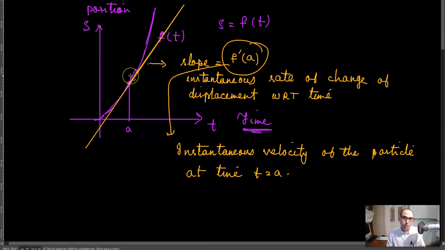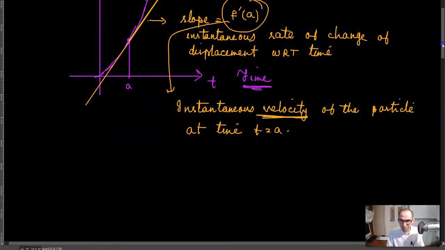Now, you know that in physics, at least, velocity is a physical quantity that has a direction, meaning that you could have positive velocity, you could have negative velocity, right? And there is another physical quantity called speed, right? And speed is the same as velocity, except that it doesn't have any direction, it just has the magnitude, which means that the speed in this case would be the absolute value of the velocity, or the absolute value of f prime of A.